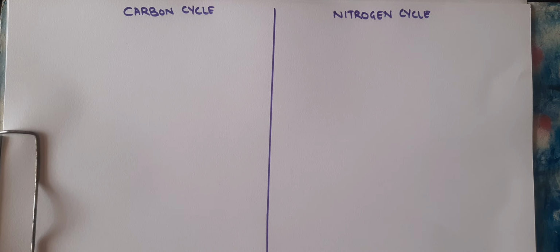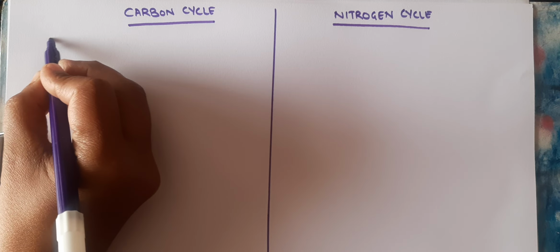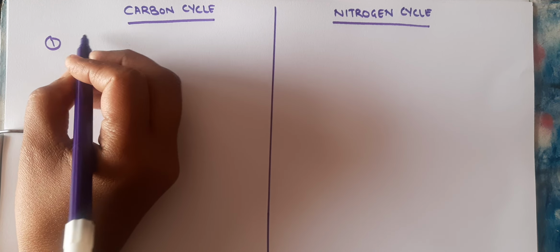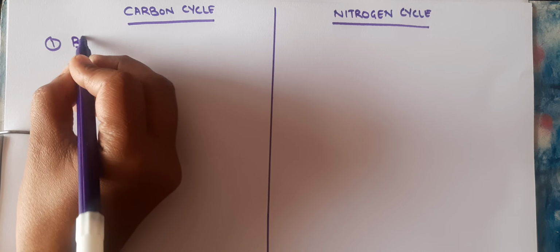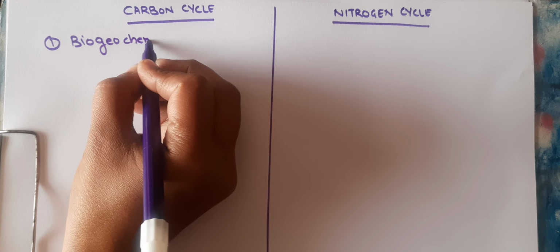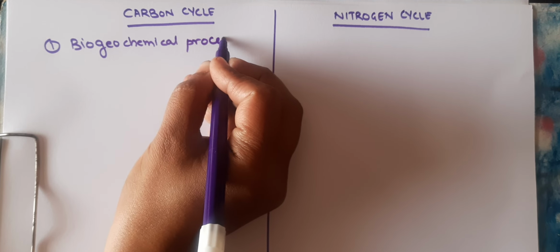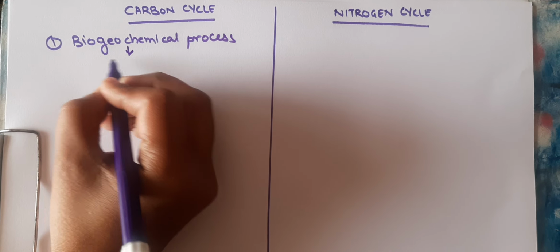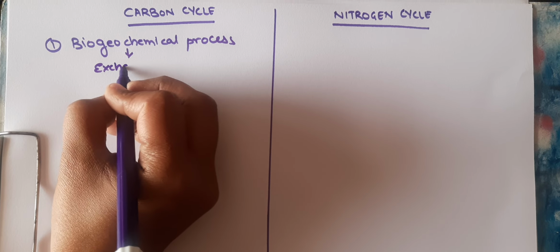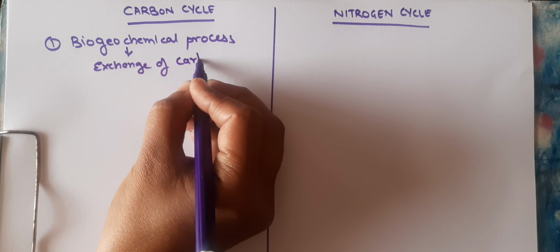So good morning everyone. Today in the current video we are going to learn the differences between the carbon cycle and the nitrogen cycle. So the first difference is that the carbon cycle is a biogeochemical process. What does this process involve? It involves the exchange of carbon. We are learning the carbon cycle.